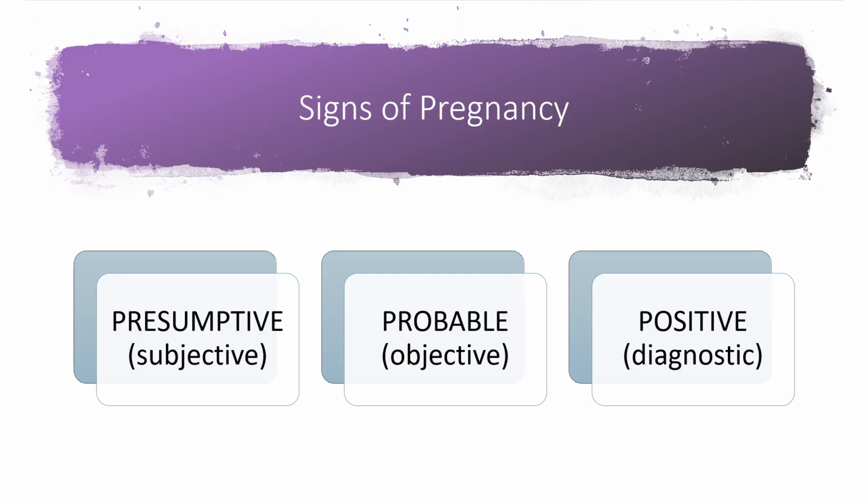All right, let's talk about signs of pregnancy. When we talk about signs of pregnancy, we use 3 different ways of categorizing this. First is our presumptive, which is our subjective measure based on what the patient is reporting. Probable is the objective confirmation via diagnostic screening and testing, as well as your positive, which is your diagnostic confirmation. We're going to dive into this and explain all of this in detail.